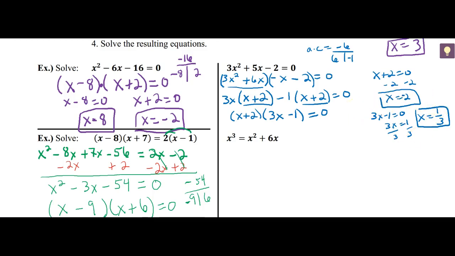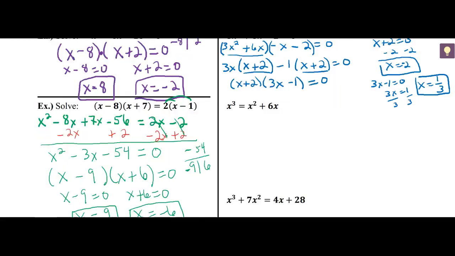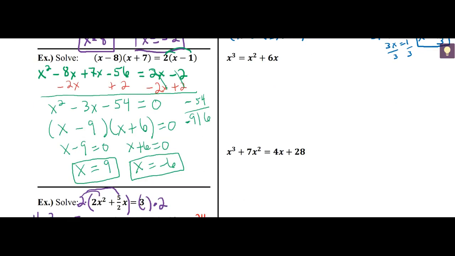Let's continue on with the next one. And remember, we can always plug these in and check them to make sure they end up with true statements. If something is a solution, I should be able to plug it in and get a true statement, right?